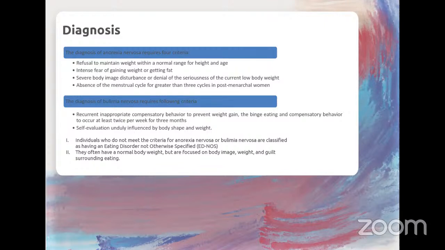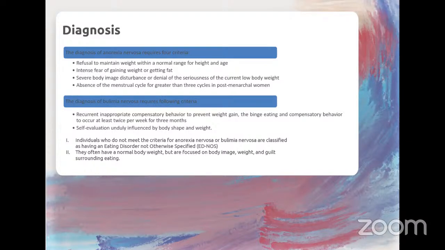Second is they have a lot of fear that they will gain weight or that they'll be getting fat, and you will understand this through talks and through their behavior. So you have to observe all this very carefully in how they are behaving. Next is severe body image disturbance or denial of the seriousness of the current low body weight. Even if you tell them that your weight is not in a normal range, you have to eat properly, you have to put on some weight because that's not right for you, they are just going to deny it. They are not going to agree to that, and they will not even act on that.